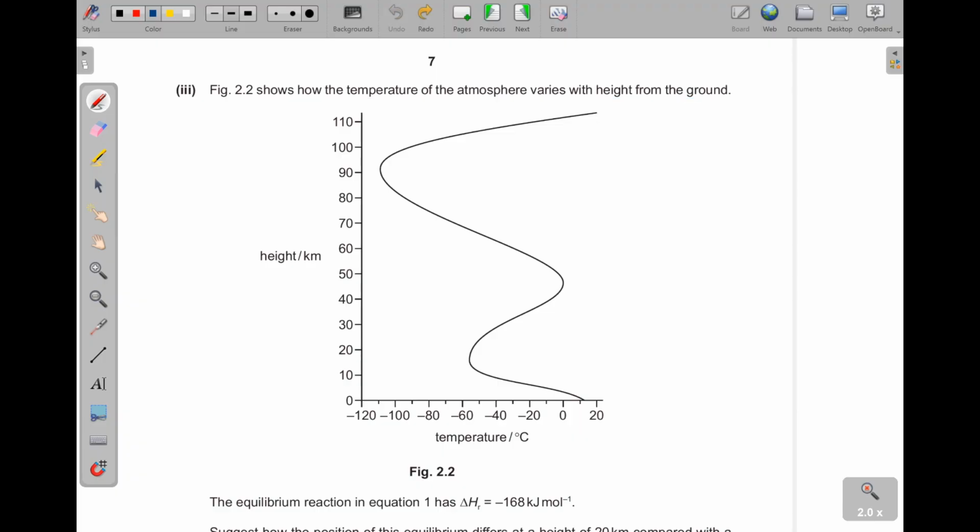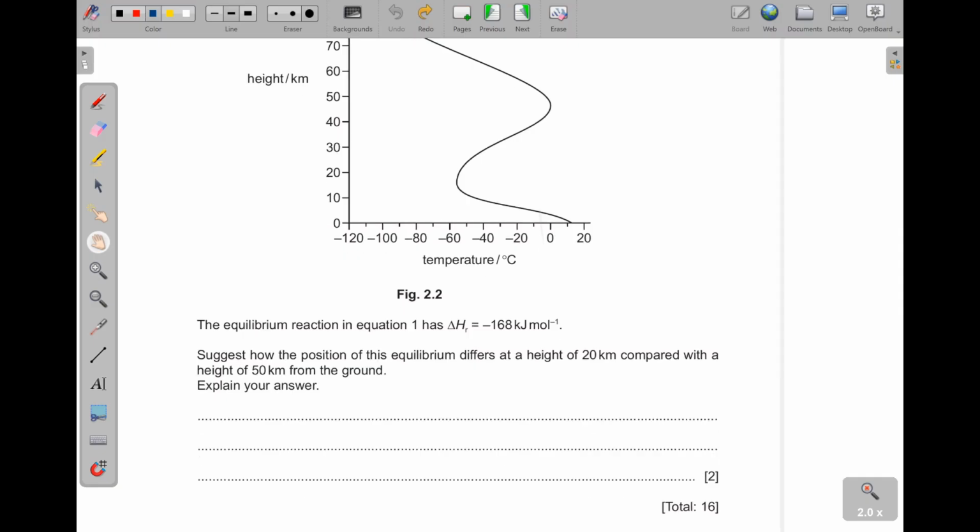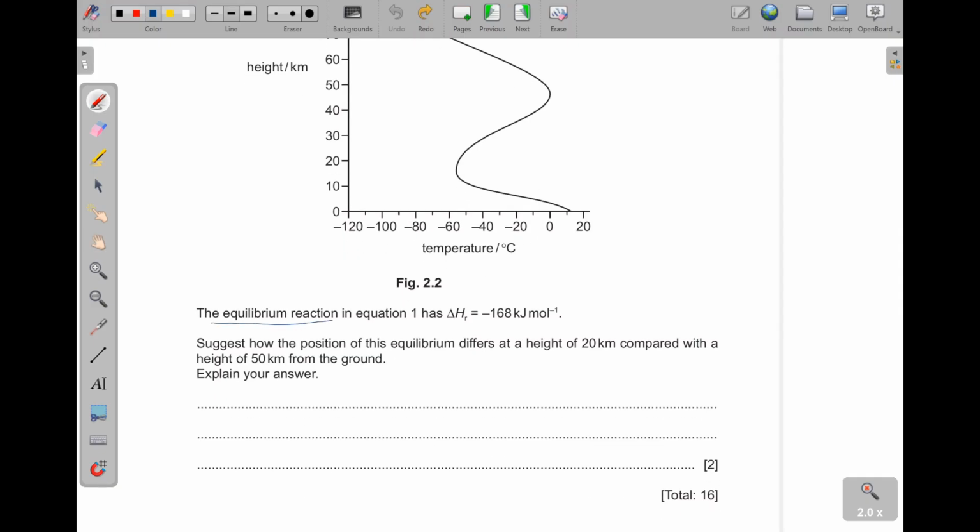ground. So it is given like this, and then down here they are saying that the equilibrium reaction with equation 1 has delta H of reaction, the enthalpy of reaction, as negative 168 kilojoules per mole. Suggest how the position of this equilibrium differs at a height of 20 kilometers compared with the height of 50 kilometers from the ground. Explain your answer.